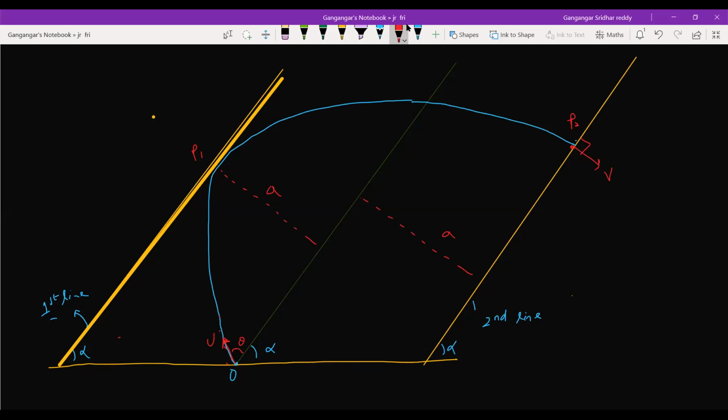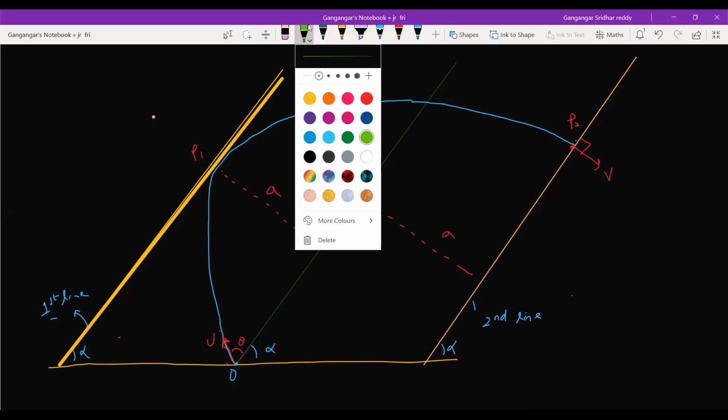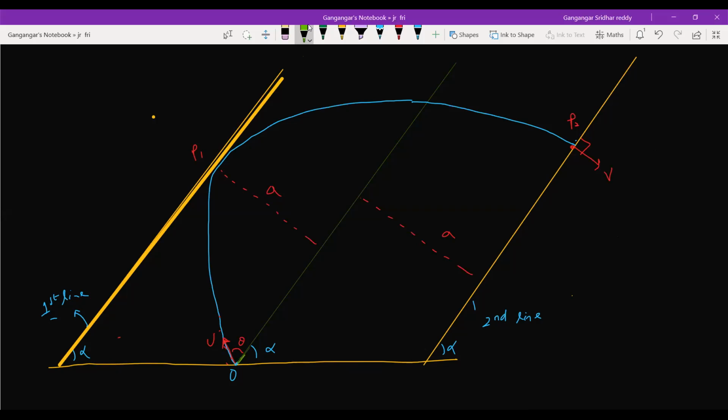So first, as it moves from O to P1, let's resolve this velocity. It will be U sine theta. I'll resolve the velocity. I think once you get the diagram, then writing the equations of motion is next. So this will be U cos theta, and U sine theta.